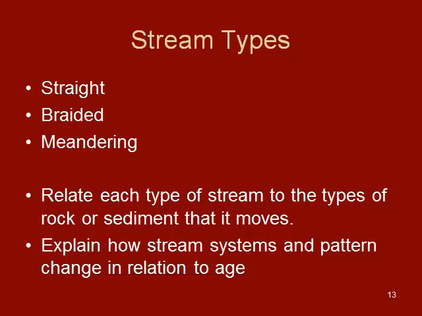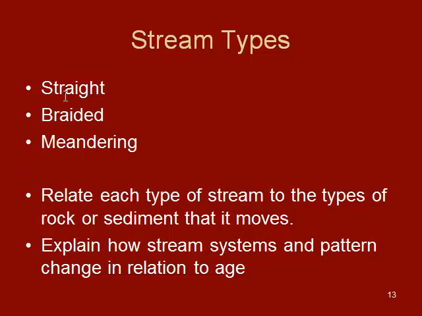So we have all this erosion, we have sediment transporting. We have 3 major types of streams. We have braided streams, straight streams, and meandering streams. For each of these that we're going to visit in the next few slides, we're going to relate each type of stream to the types of sediment or rock that it moves, and then I'll talk about how each of these streams and the pattern change in relation to age.